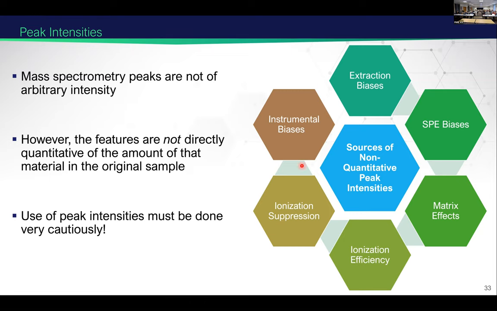And then, of course, there's a whole range of instrumental biases. We can use mass spectrometry to look at intact proteins, and we can use it to look at really small molecules. We can't do both at the same time because we tune the instrument to do a specific thing. That tuning biases us towards a specific type of chemistry, a specific mass range of interest. So if you do decide to use peak intensities, you have to be very cautious in how you do that.